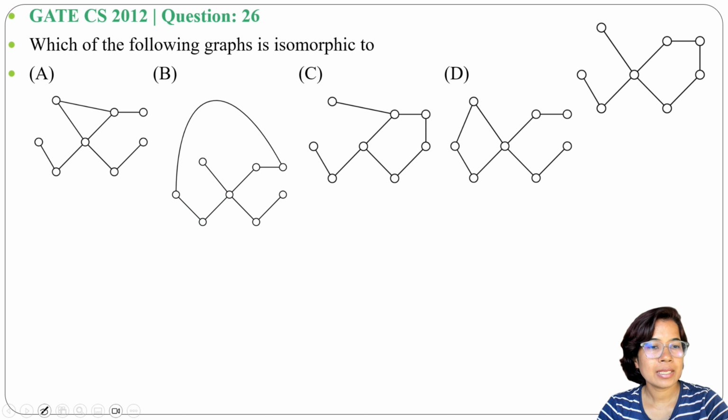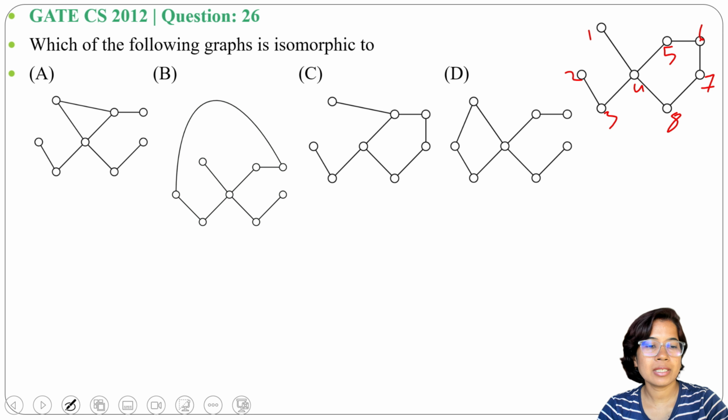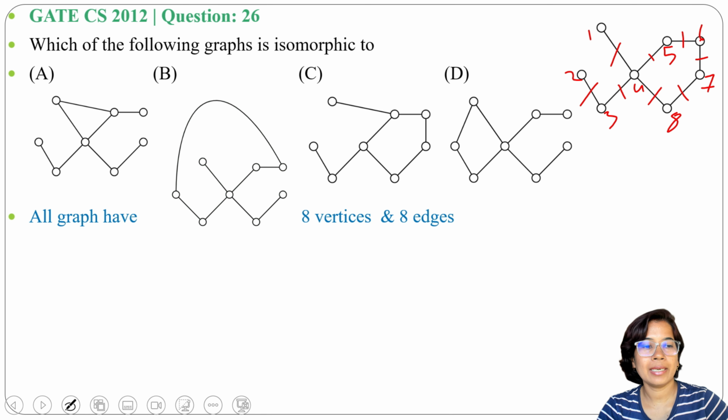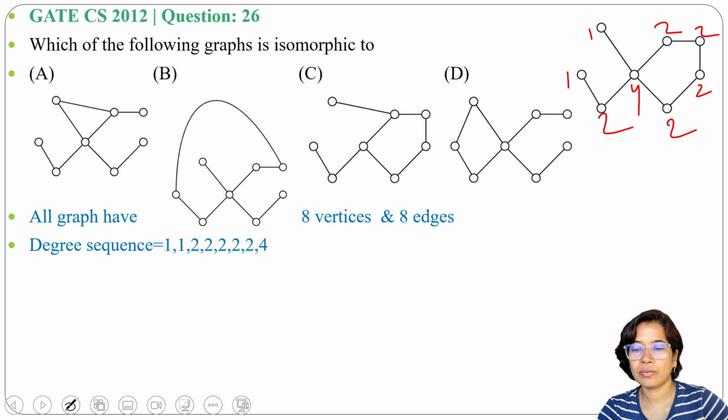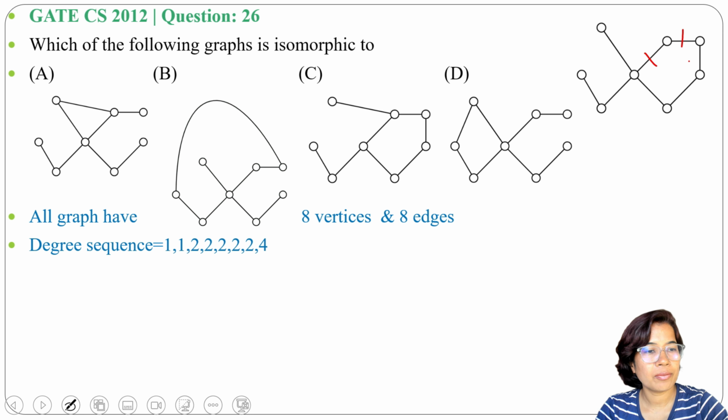So in this graph we have 1, 2, 3, 4, 5, 6, 7, 8 vertices, and 1, 2, 3, 4, 5, 6, 7, 8 edges. So in this graph there are 8 vertices and 8 edges. Now check the degree. Here the degrees are 1, 1, 2, 4, 2, 2, 2, 2. So the degree sequence is 1, 1, then 2 five times, then 4. And this graph has a cycle of length 5.